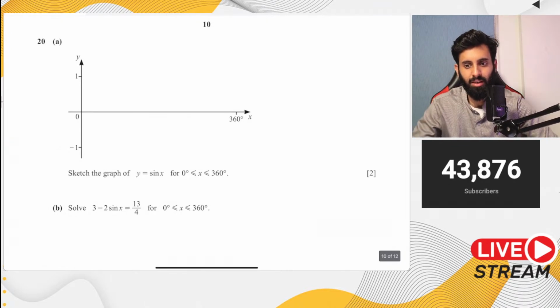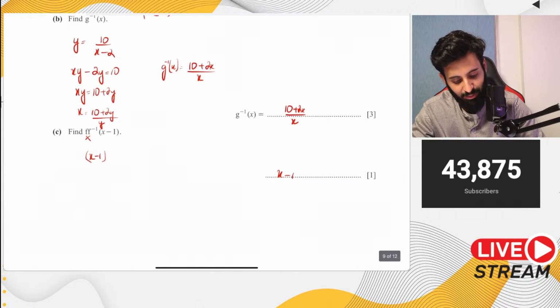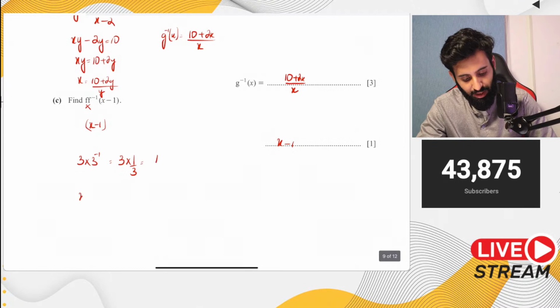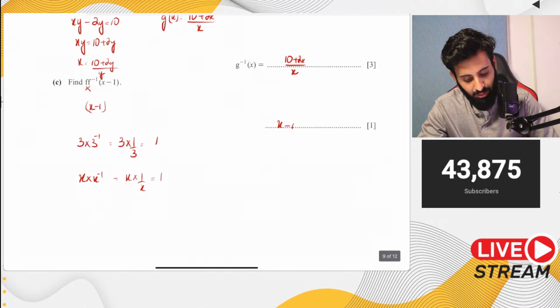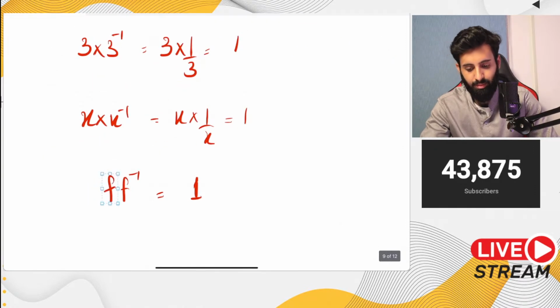Please explain the shortcut again. Okay, shortcut, look. What if you have 3 multiplied by 3 inverse? That means 3 into 1 upon 3, which means 1. Just like that, x multiplied by x inverse means x into 1 upon x, which is equal to 1. What if you have f multiplied by f inverse? f and f inverse will just cancel out each other and you will have 1 at the end. So just remember. But because it's a function, we don't write it as f into f inverse. We just write it as f of f inverse. There you go.